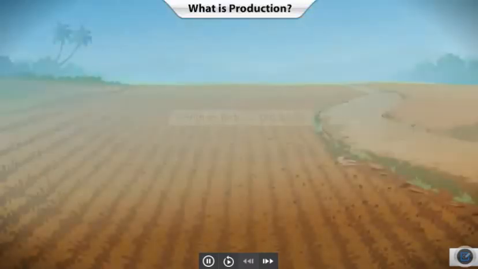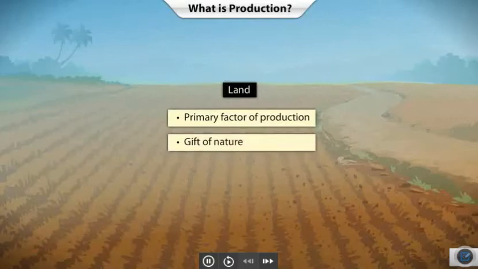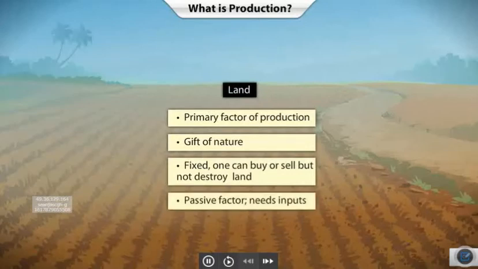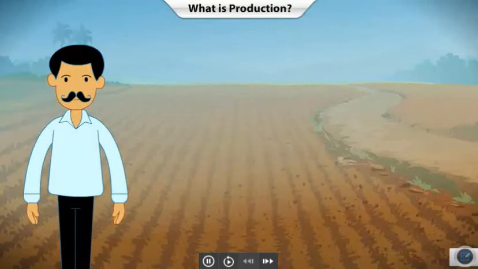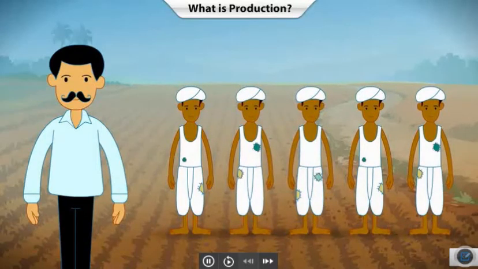Starting with agriculture, the primary thing needed for farming is land for the cultivation of the crop. Land is a gift of nature but is fixed. That is, we can neither increase nor decrease it. However, land by itself can produce nothing. Therefore, Jagan will have to put in some labor if he wants something in return from this piece of land that he owns. Since he cannot do all the work by himself, he employs people to work on his farm. These people are termed as labor.